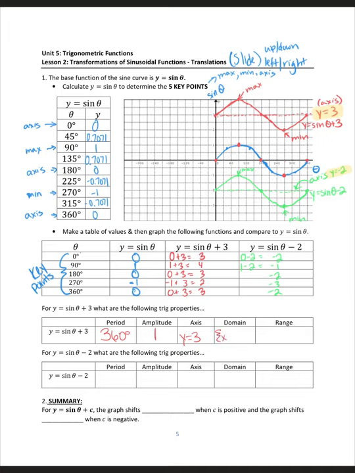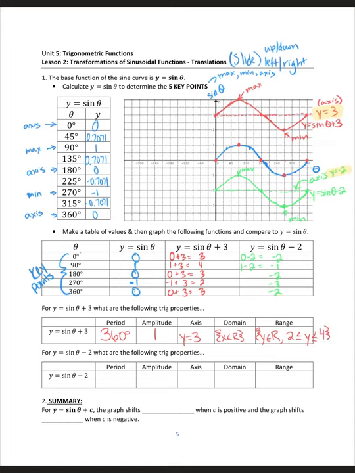Our domain is still going to be x for all real numbers, because remember, these sinusoidal functions are going to continue on in this pattern infinitely to the right and infinitely to the left. Our range will change a bit because the range is going to be based on our maximum values and our minimum values. So we'd say y for all real numbers, and the lowest value on this graph is 2, less than or equal to y, which will be less than or equal to our maximum, which is 4.